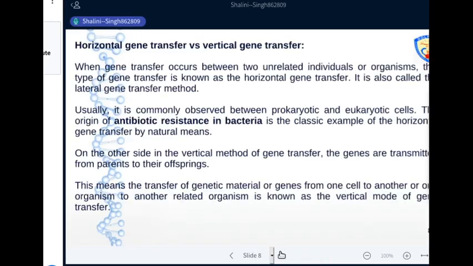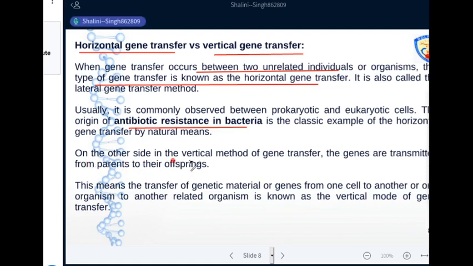So first we will start physical methods. Before that, I would like to elaborate this concept that is of horizontal gene transfer versus vertical gene transfer. When gene transfer occurs between two unrelated individuals or organisms, this type of gene transfer is known as the horizontal gene transfer. It is also known as the lateral gene transfer methods. It is commonly observed between prokaryotic and eukaryotic cells. The origin of antibiotic resistance in bacteria is the classical example of horizontal gene transfer by natural means.